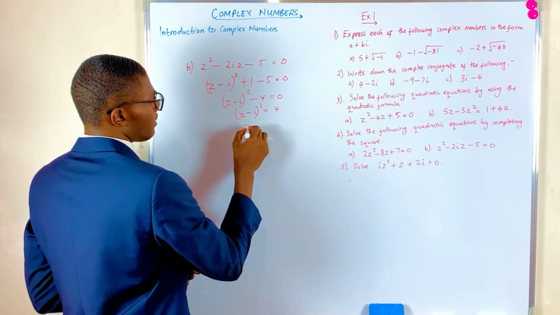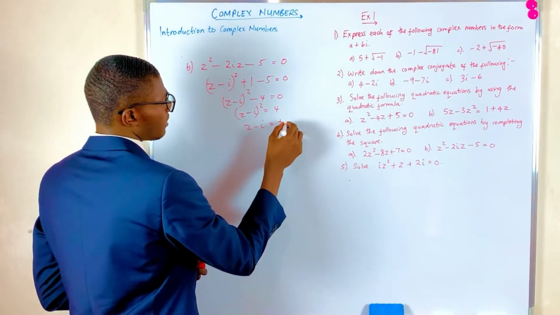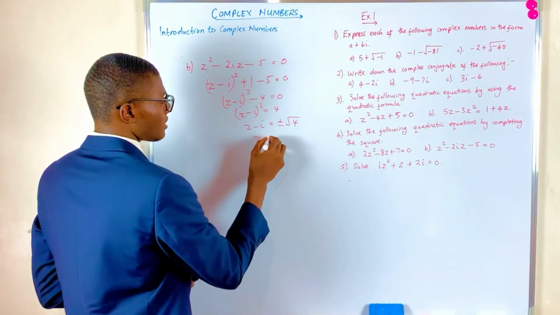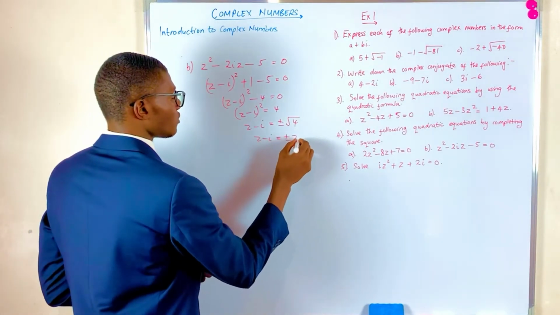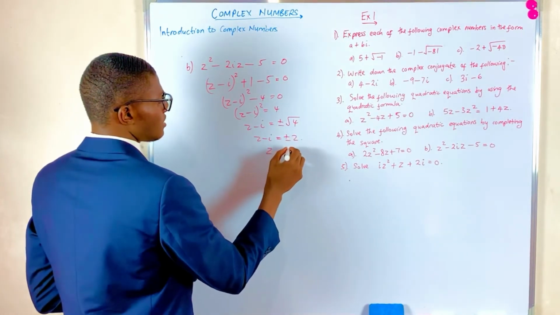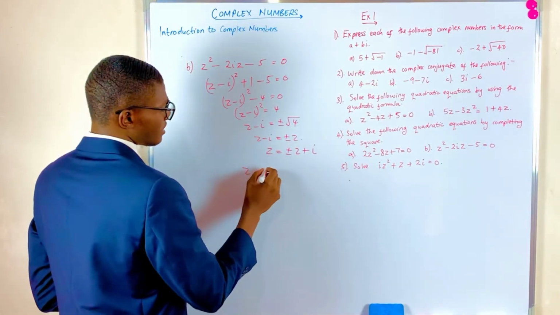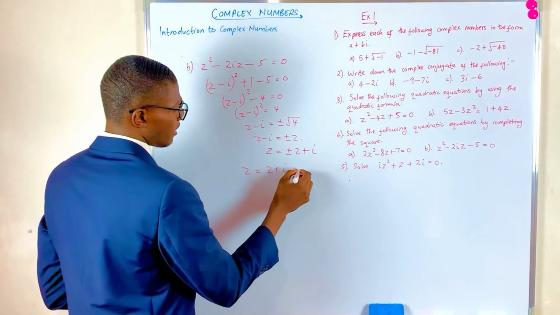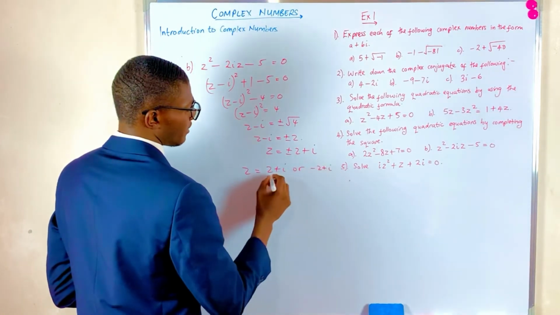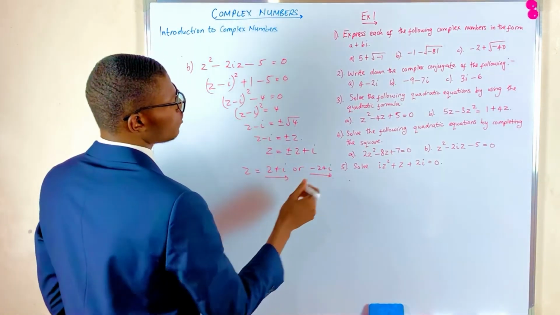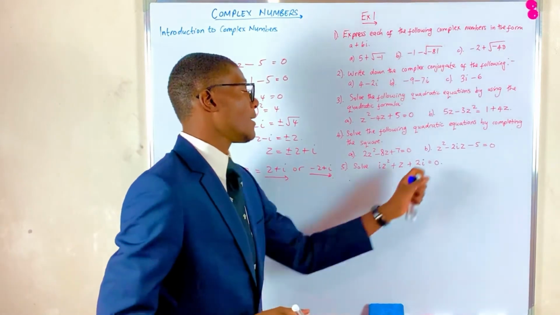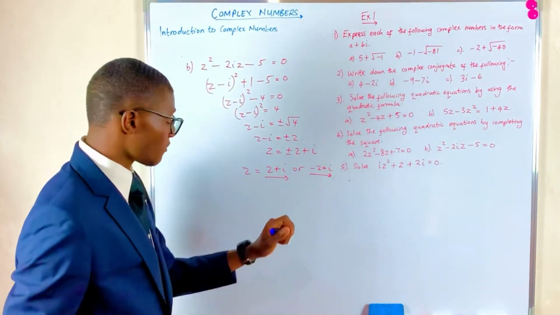Then z minus i is equal to plus or minus root of 4, and z minus i is equal to plus or minus 2, then z is equal to plus or minus 2 plus i. So z is equal to 2 plus i or minus 2 plus i. So these are the two solutions for z for number 4b.